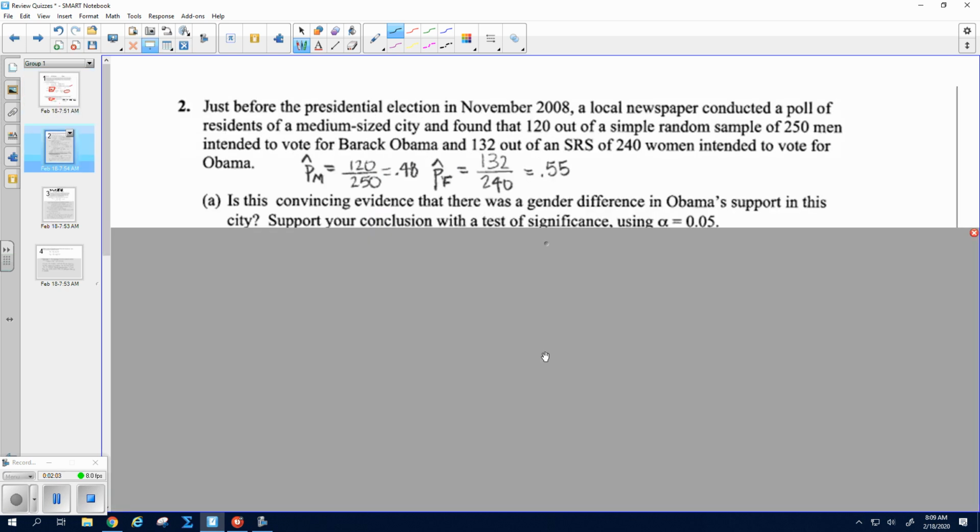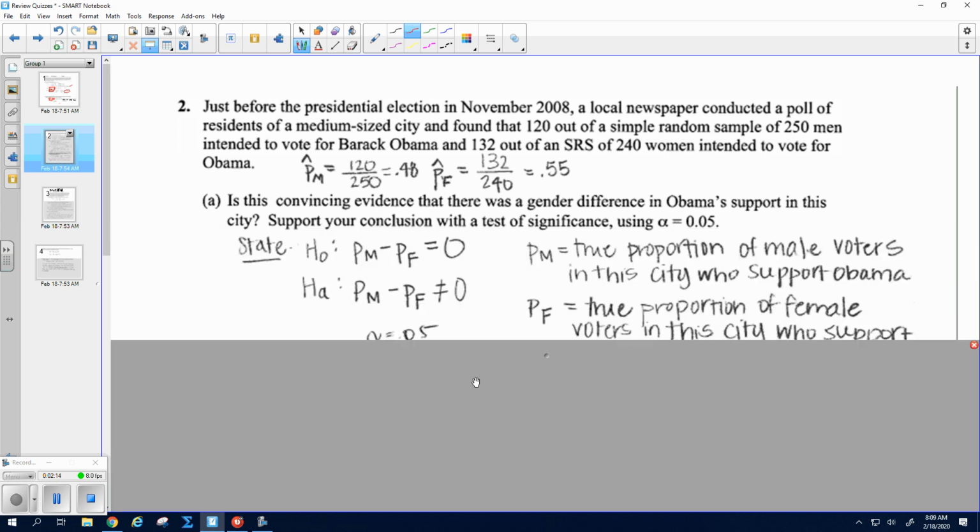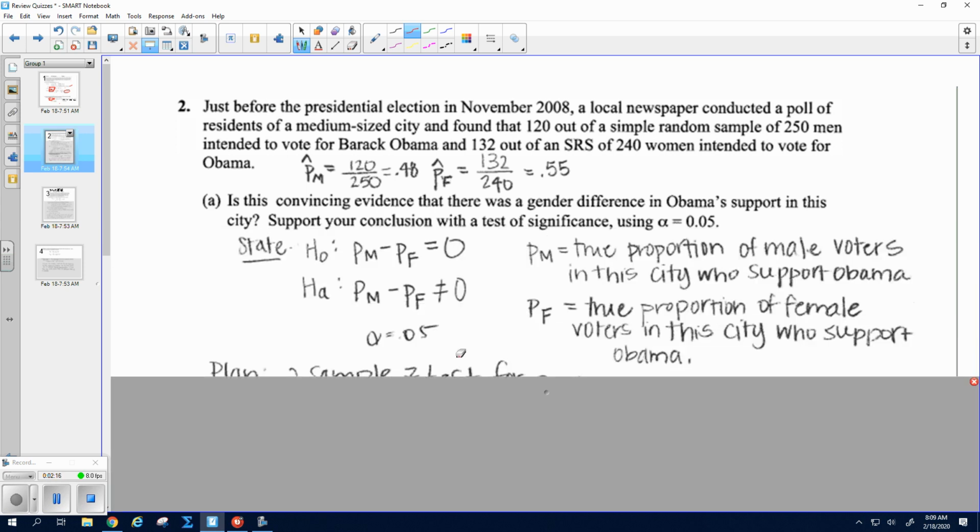All right, so here we have our election results, our males versus our females who voted for Obama in 2008. Do we have convincing evidence? So that's a significance test that you need to do here. So for your state, be sure that all of your p's have no hats on them, okay? Every time you're talking about state, you're talking about the true proportion.